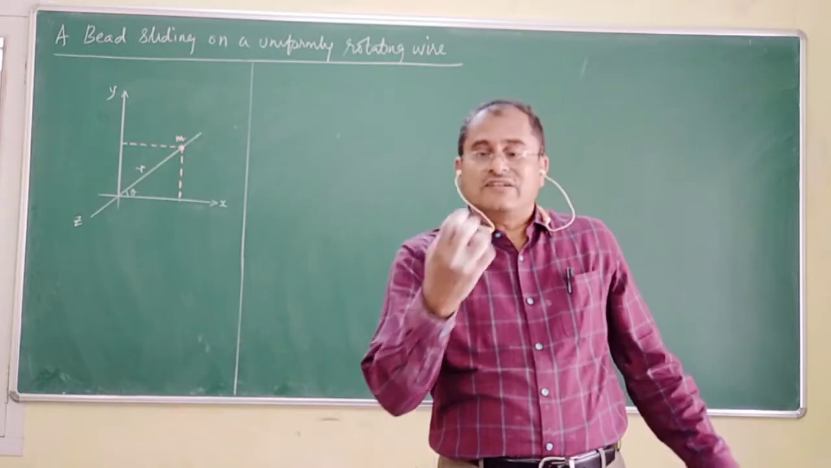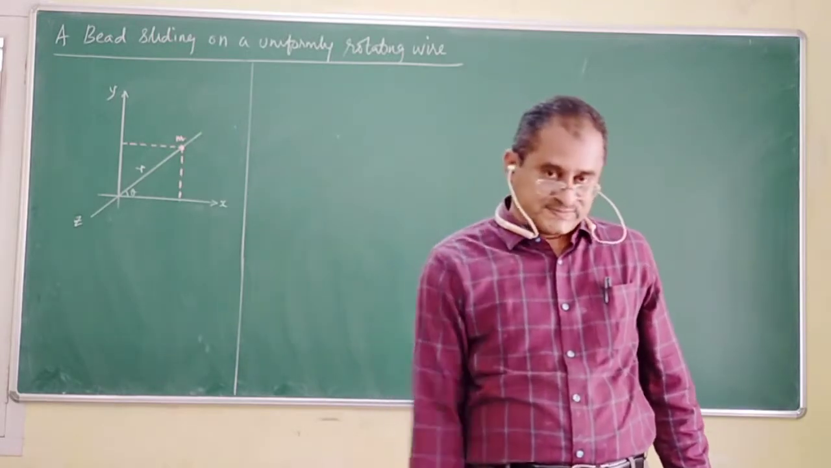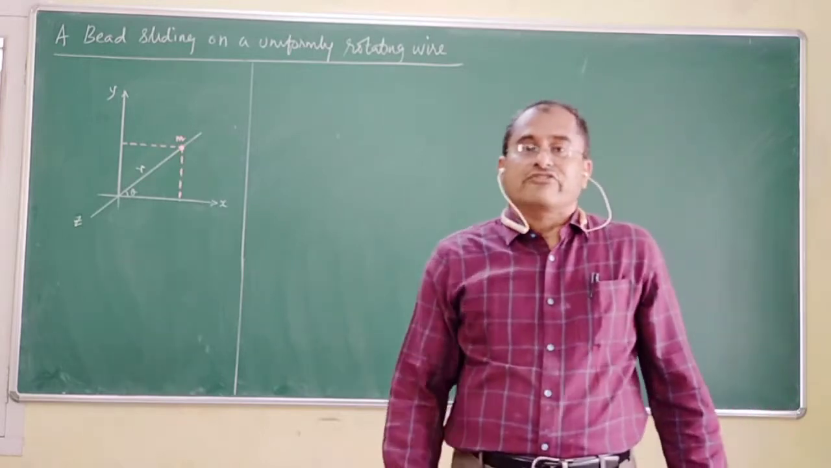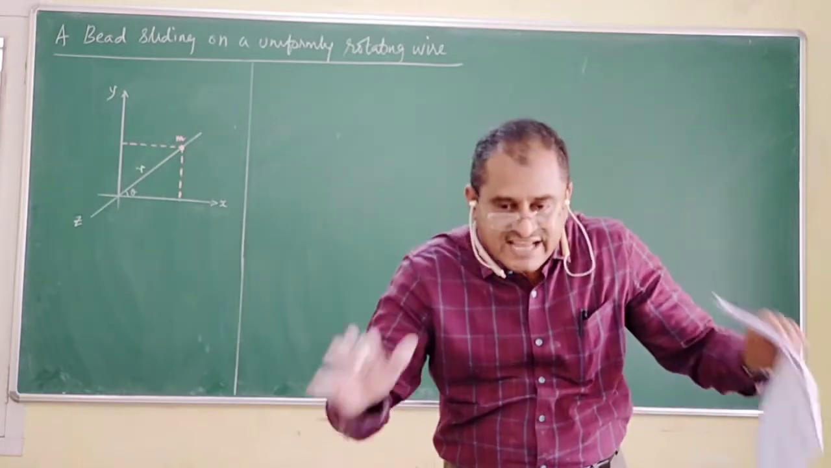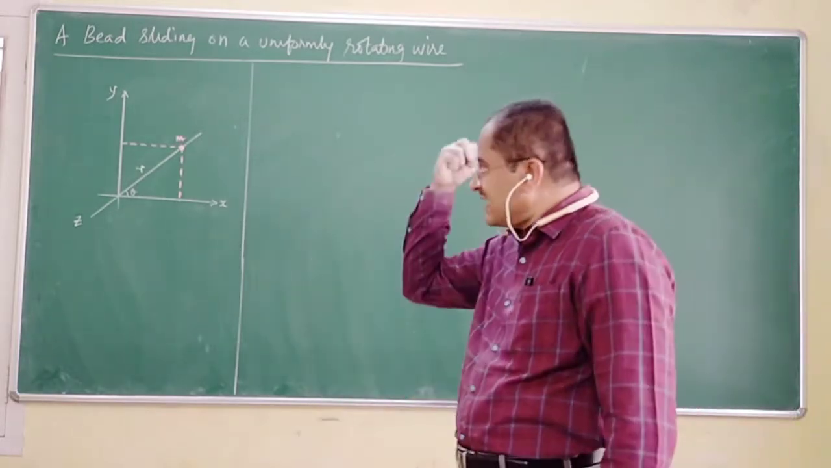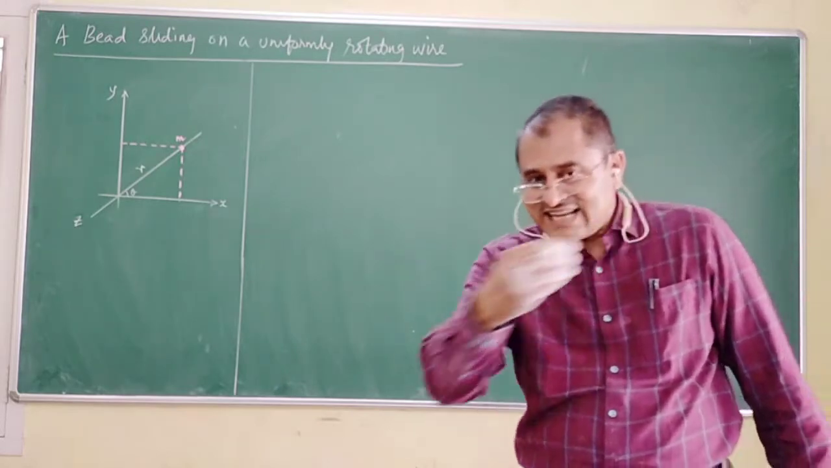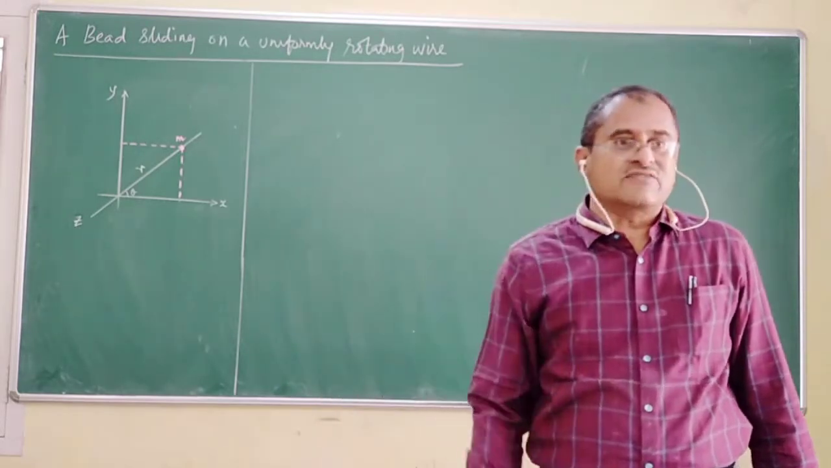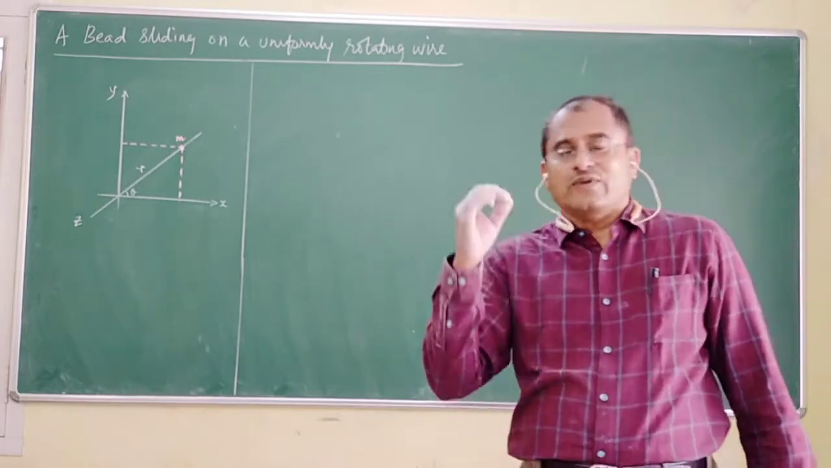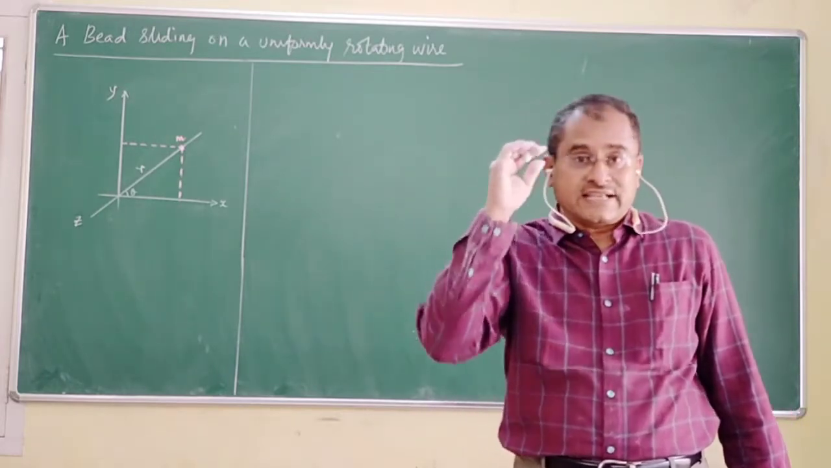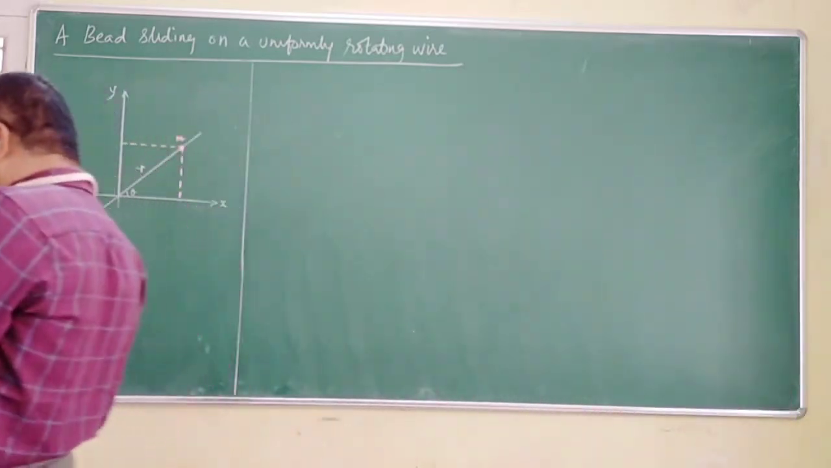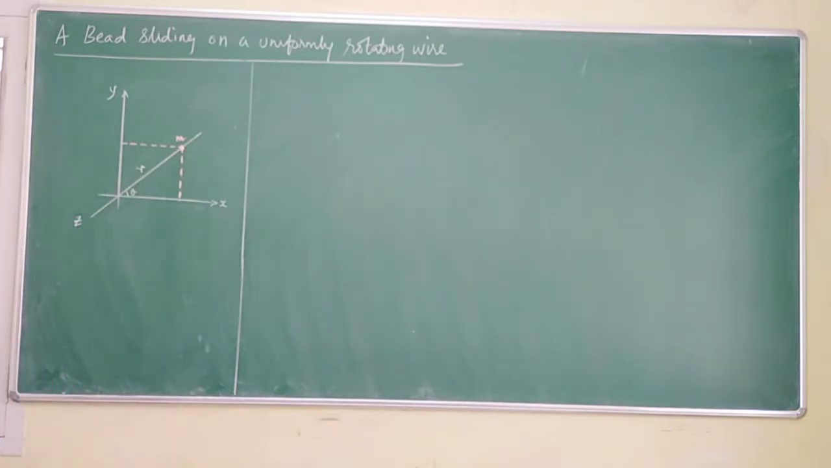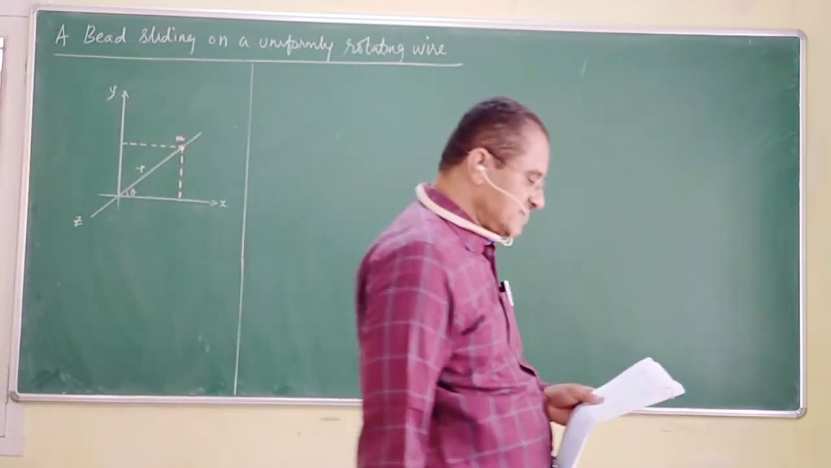We are always attracted by gravitational force. That force is always present. For a moment, we assume that the gravitational force is absent. Assuming that, we are saying that this bead is sliding on a uniformly rotating wire in a force-free field. When I say force-free field, I mean to say that the gravitational force is absent. Is that okay to you? The axis of rotation of the wire is about the z-axis.